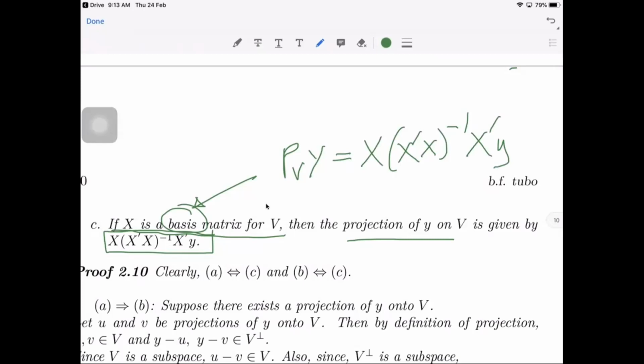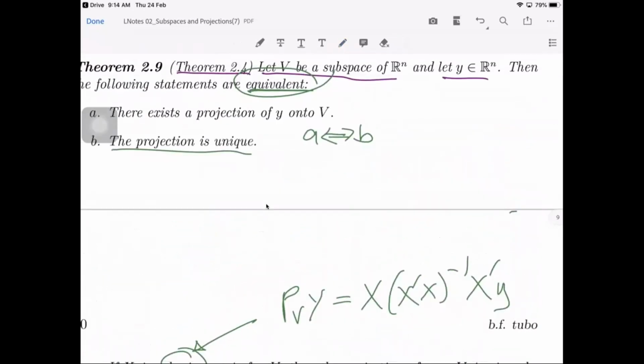And then if we relate it to statements A and B, if you have a basis matrix and the projection is X (X prime X) inverse X prime Y, then it means that this projection is unique. Of course, there exists a projection.